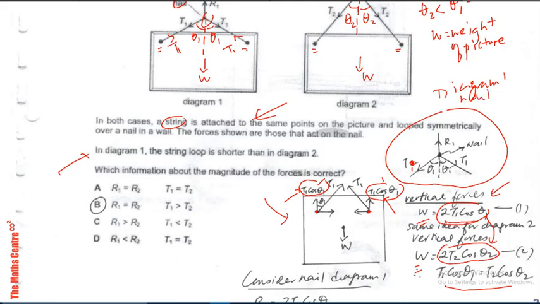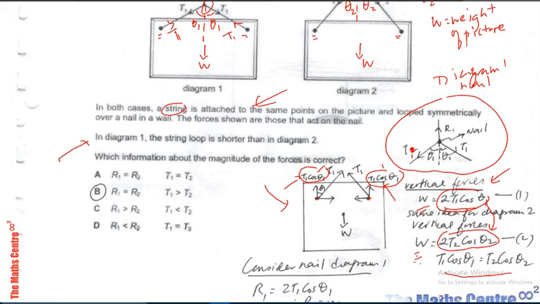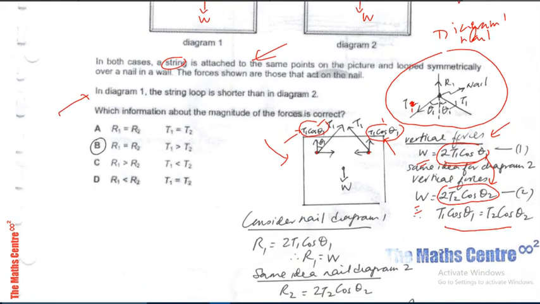So I have R1 here, and this is theta 1. I'm going to write the condition of equilibrium again. That's what I've done here. Consider nail in diagram 1.